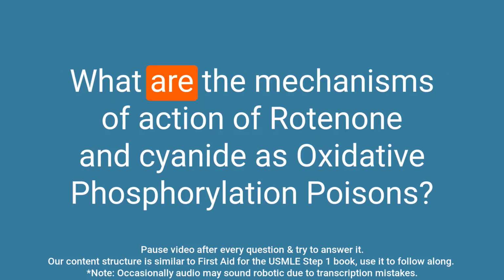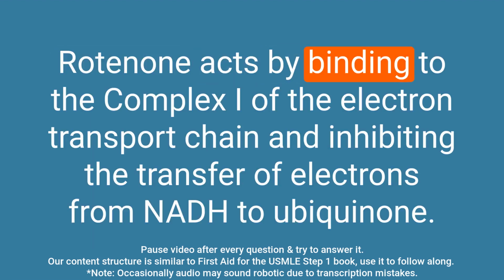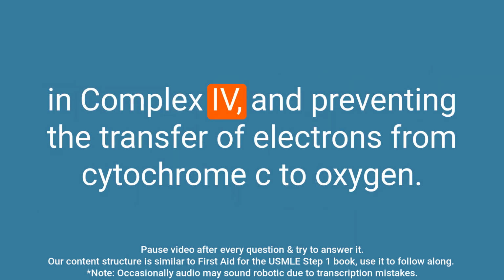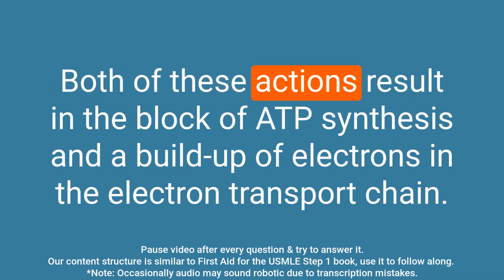Question: What are the mechanisms of action of rotenone and cyanide as oxidative phosphorylation poisons? Answer: Rotenone acts by binding to the complex I of the electron transport chain and inhibiting the transfer of electrons from NADH to ubiquinone. Cyanide acts by binding to the iron atom of cytochrome C oxidase, the terminal enzyme of the electron transport chain in complex IV, and preventing the transfer of electrons from cytochrome C to oxygen. Both of these actions result in the block of ATP synthesis and a buildup of electrons in the electron transport chain.